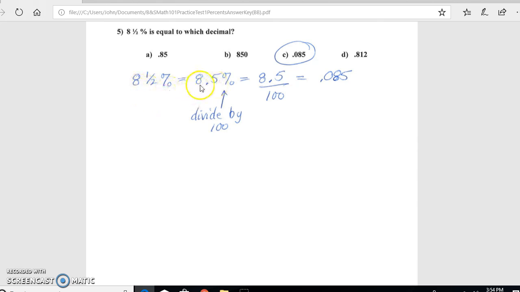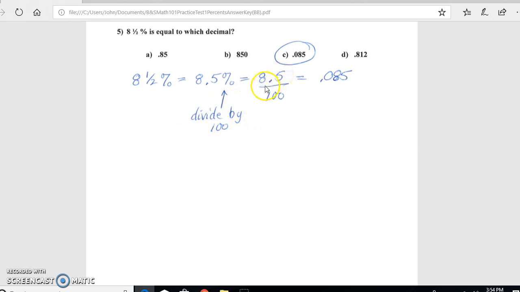And the 8, the whole number, sits out front. The 1/2 becomes the 0.5. But this is still a percent, 8.5%. Now the percent sign means that we're going to divide the number in front of it by 100.